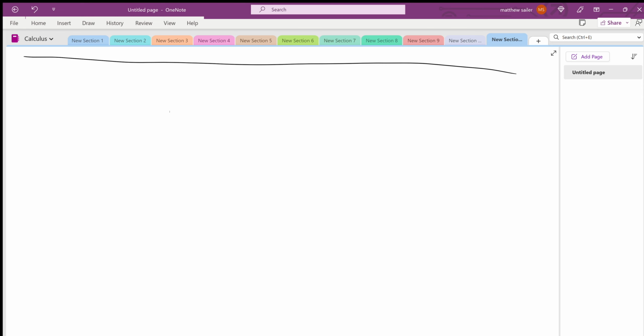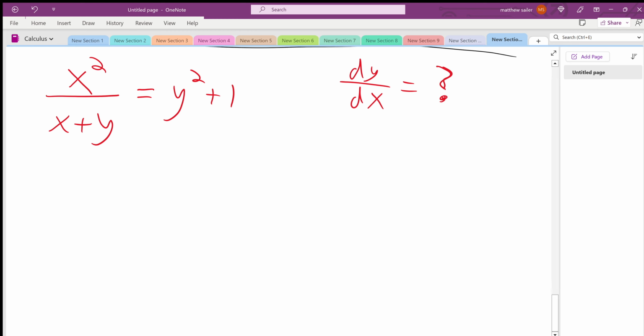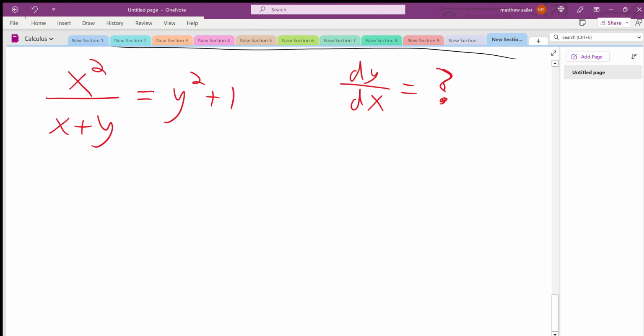So, let's say same type of question, but this time the equation is x squared over x plus y equals y squared plus 1. Again, we want to find dy dx. So, same steps as above. This is just going to be a little bit messier of a problem because this equation is a good bit more complex than the last ones we used. But it's still going to be the same steps.